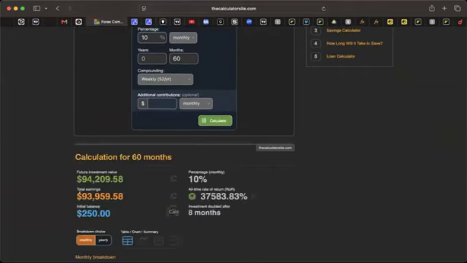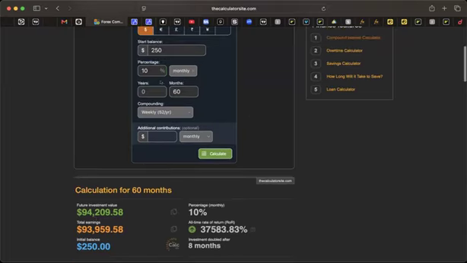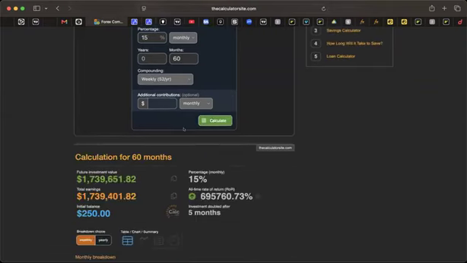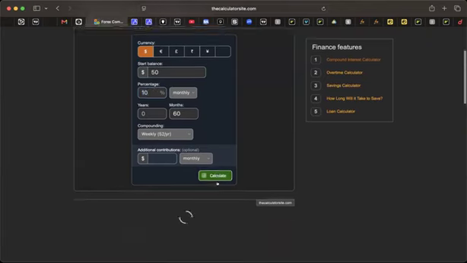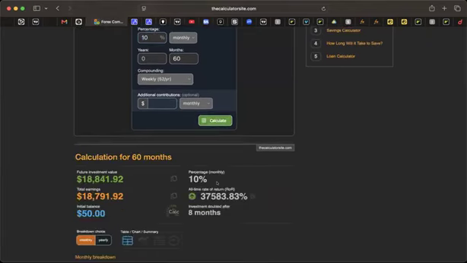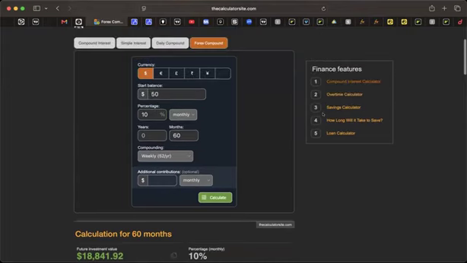Within 5 years, that money can turn to $94,000 without lifting fingers. If you increase to 15% on average in a month, that's going to turn to about $1.7 billion in 5 years. Now, what about just $50? If $50 at 10% is compounded for 5 years, that's $18,000. Does that make any sense to you? $18,000, just $50 connected to your account, compounding.